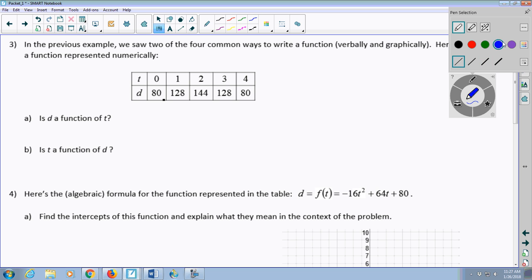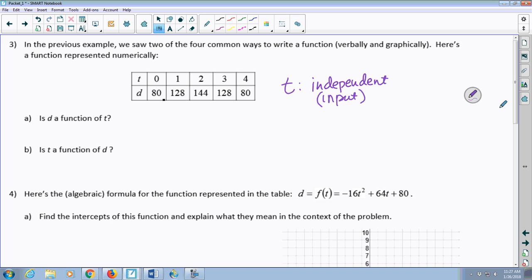All right. So T is your independent variable. That's your input. And D of T is your output or your dependent variable. So we're wondering if D is a function of T. How do we think about that? Initially Kyle said if you have an input variable, you have one output variable. And we edited that a little bit and said one and only one.